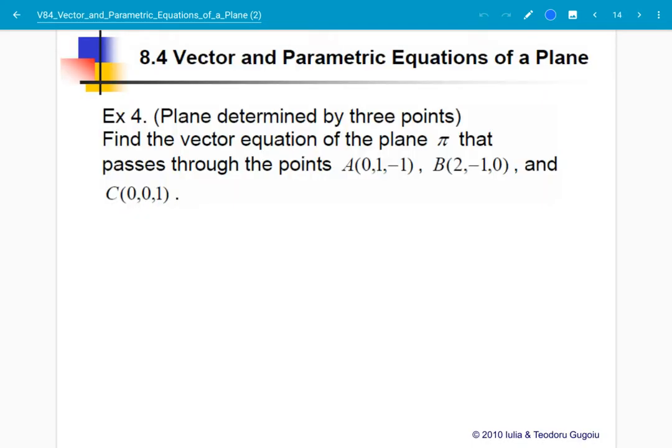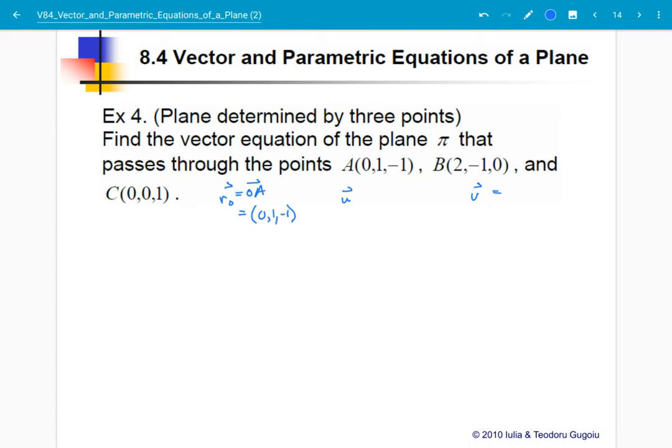Example 4. Now we're going to go through the 4 different situations that there were in the introduction. 4 ways of being given the information. We're supposed to come up with the vector equation of the plane that passes through the points. We're given 3 points. So we need R naught, we need U, and we need V. Right? R naught can go from the origin to any point. So we can use OA. We could use any of them, but OA is as good as any.